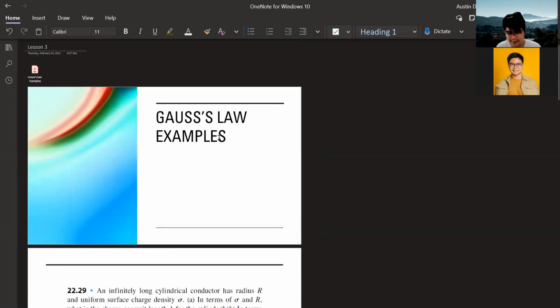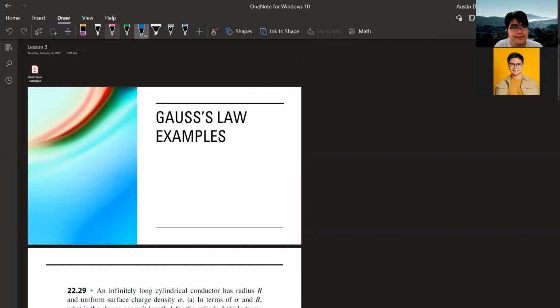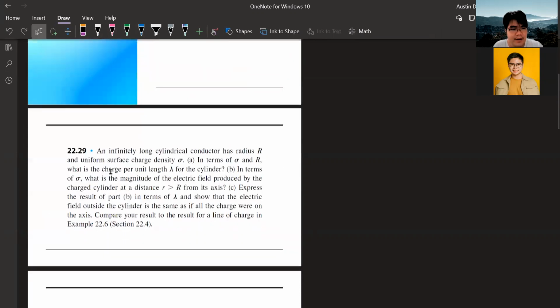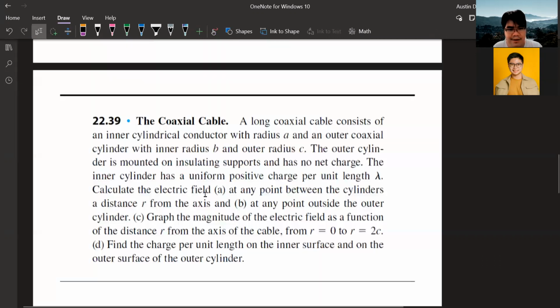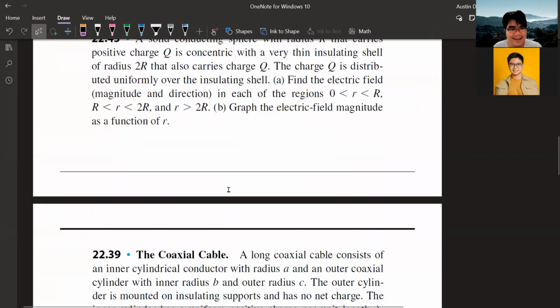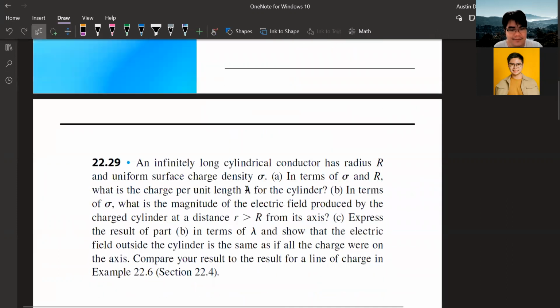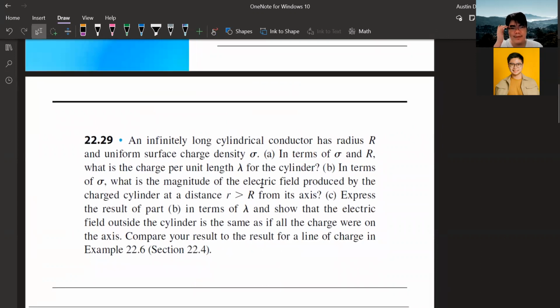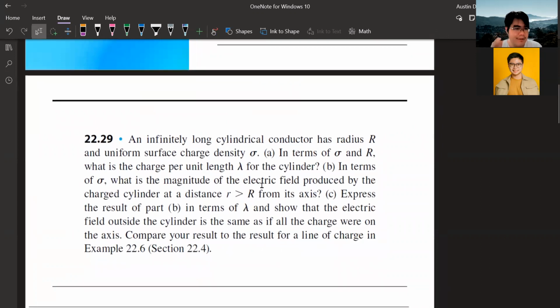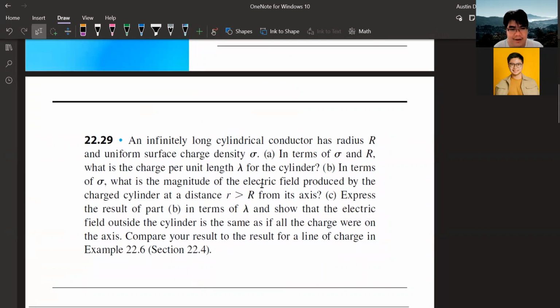Gauss's law examples. Start tayo, may dalawa tayong example. Dalawa lang. Sorry guys, pagod talaga ako. Ayan, nasa libro naman to lahat. I mean, yung mga tanong nasa libro. So if you want to redo them, you're free to do that.